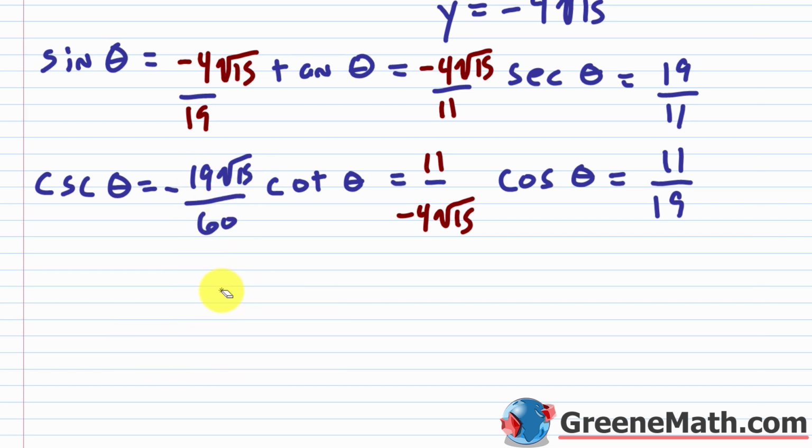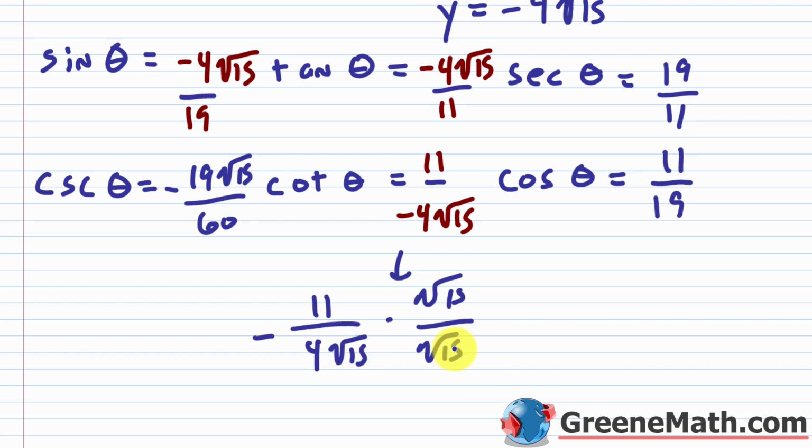And now I just need to rationalize this denominator. So I've got 11 over, let's put the negative out in front. We have 4 times square root of 15. So we'll multiply by the square root of 15 over the square root of 15 again. So we have square root of 15 times square root of 15, which is 15. 15 times 4 is 60.